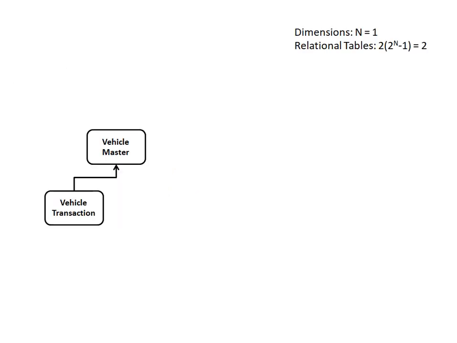So I might want to build a one-dimensional structure where I just keep track of my vehicles and I want to know all the transactions related to the vehicles. So I can do that in 2 tables basically: record all the vehicles and then just record transactions against the vehicle. That's a one-dimensional problem, and it only requires 2 tables to do that in a relational structure.